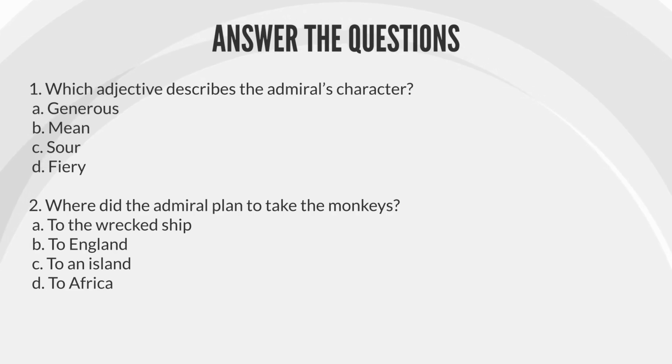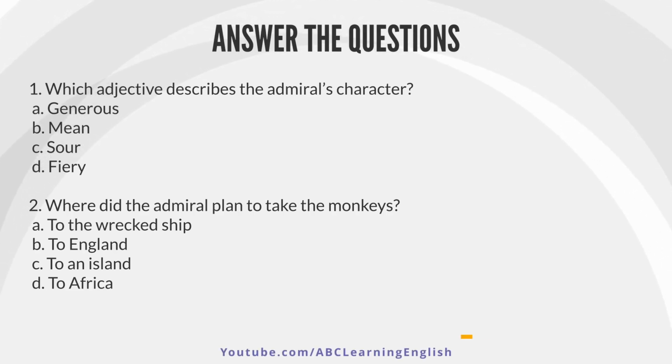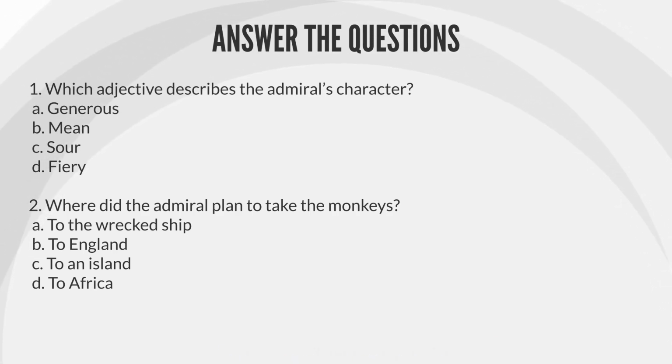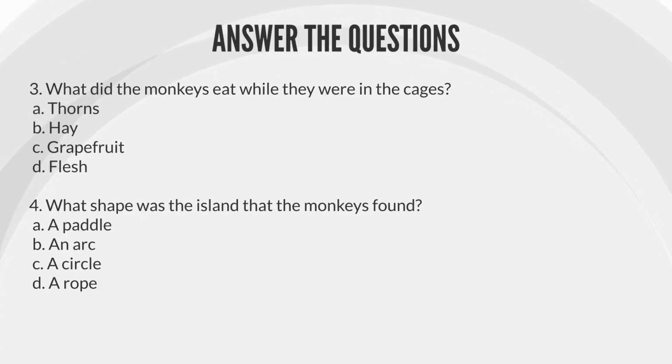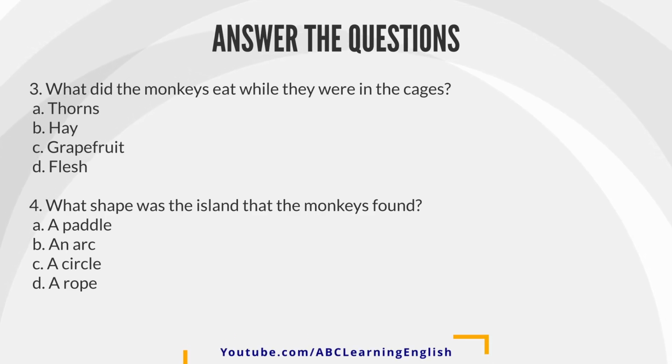2. Where did the admiral plan to take the monkeys? A. To the wrecked ship. B. To England. C. To an island. D. To Africa.